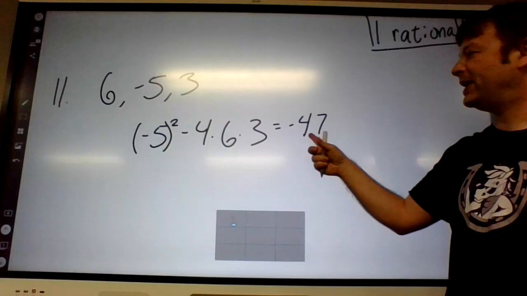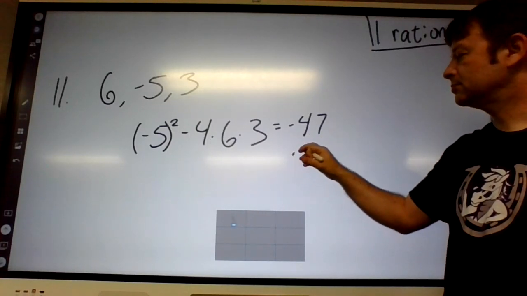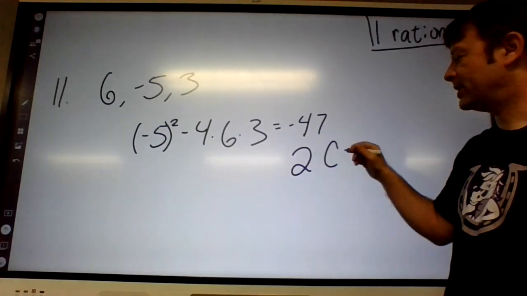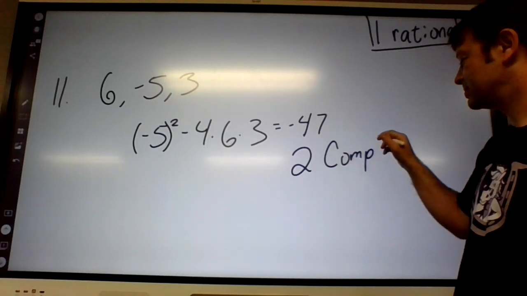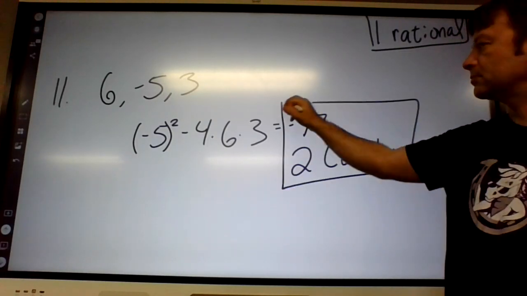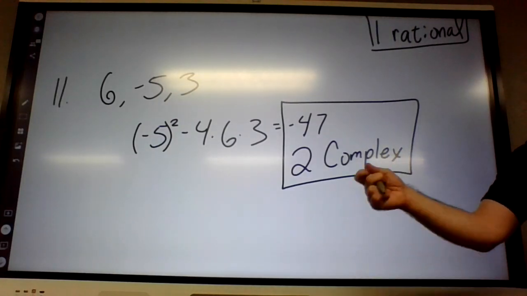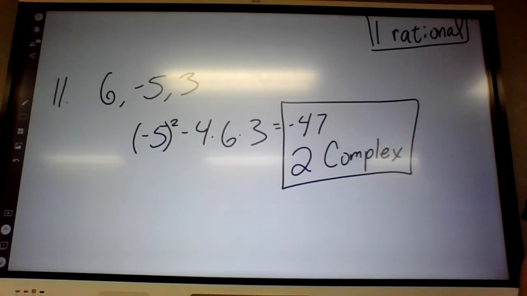Okay, if it comes out negative, what kind of answers should we expect? Complex. Too imaginary, too complex. Complex just means like a real number added together with an imaginary number.